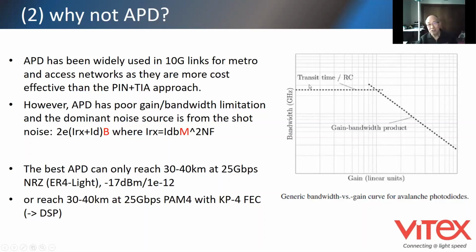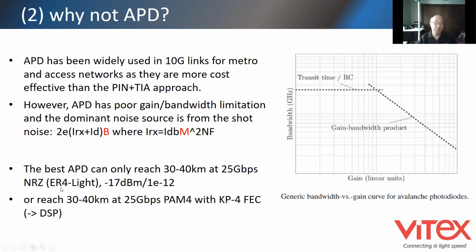And you can see the chart on the right-hand side. And up to a certain gain, and then it would drop down very sharply because due to the trade-off. So I look at what is available today, and I found that the best APD can do is about truly 30 to 40 kilometers at 25 gigabits per second.